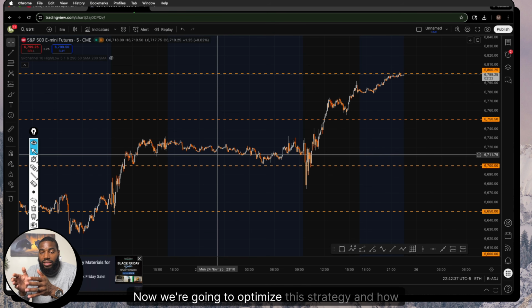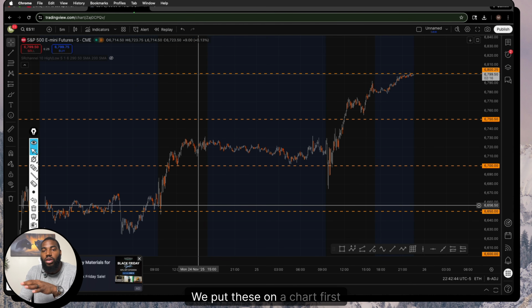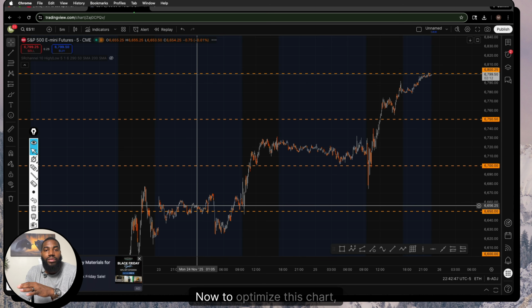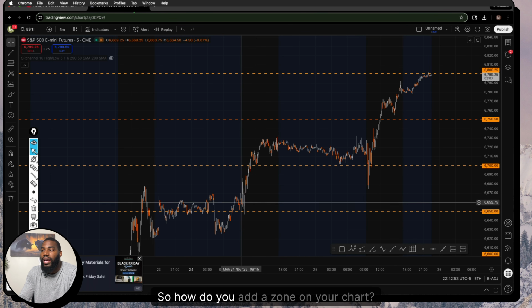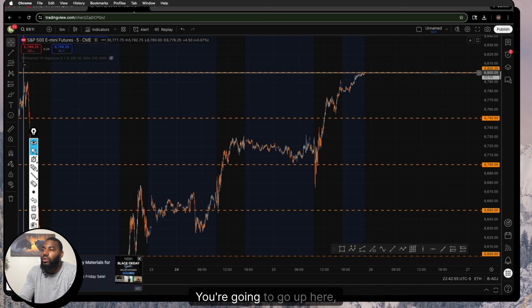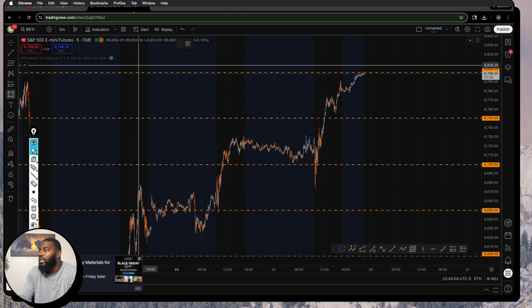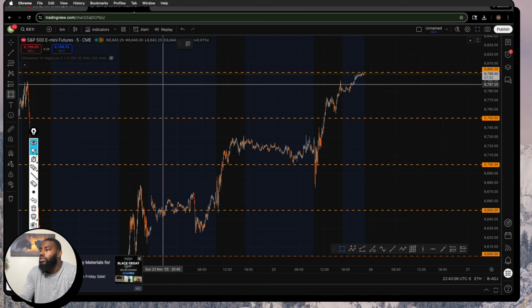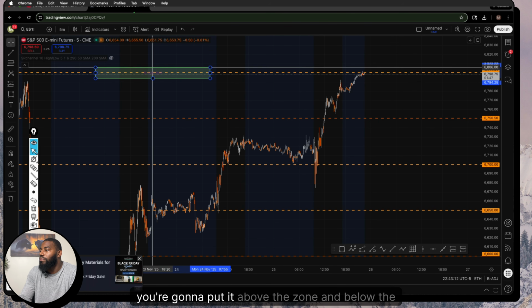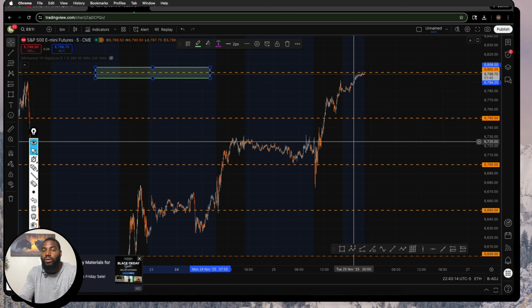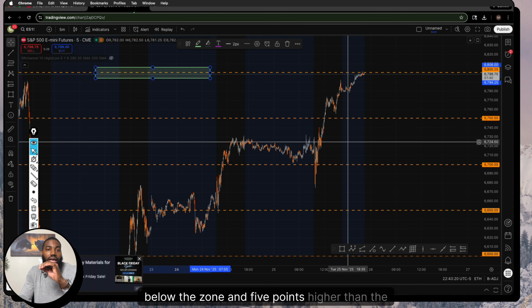Now we're gonna optimize the strategy. We don't want just levels on our chart. We put these on the chart just to get a feel. To optimize this chart, we're gonna add zones. So how do you add a zone on your chart? You're gonna go up here and go to your rectangle, and at every psych level, you're gonna put a zone there. Just stretch your box out. You're gonna put it above the level and below the level. You're gonna put it 5 points below the level and 5 points higher than the level.